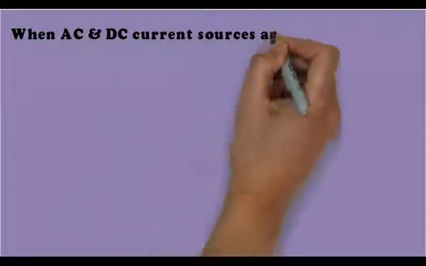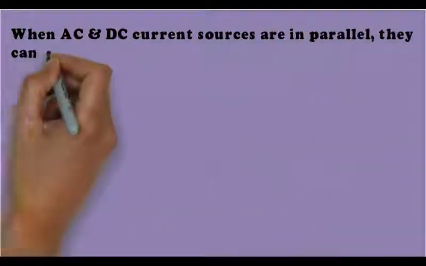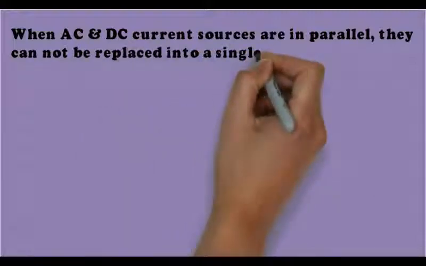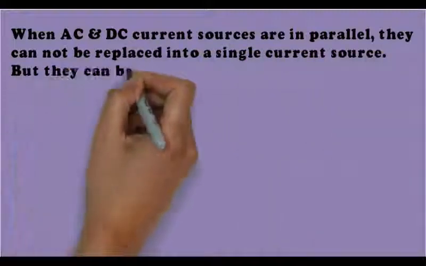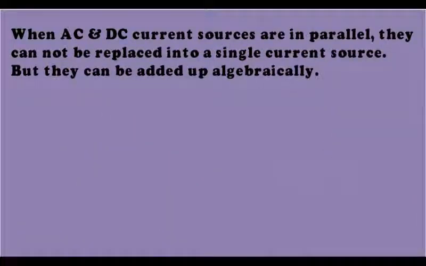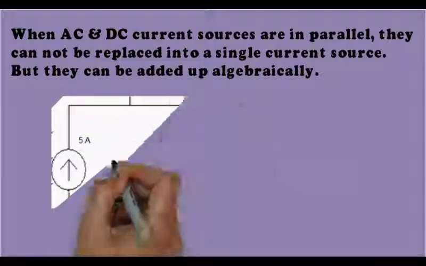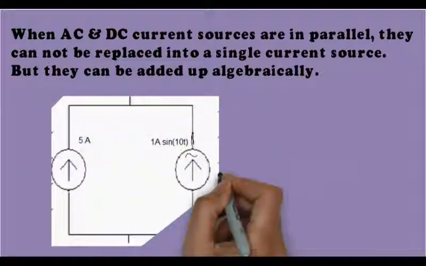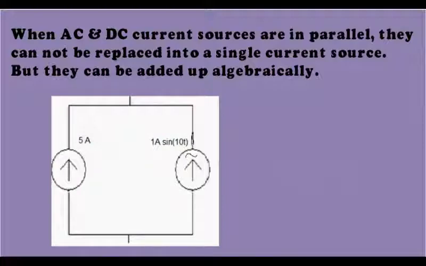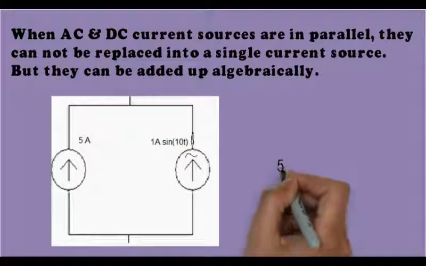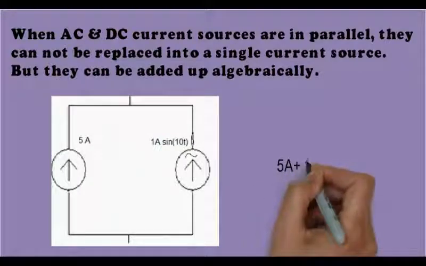When AC and DC current sources are in parallel, they can be added up algebraically but cannot be replaced with a single current source. Here is an example in which one is an AC source and the other is DC, in parallel. They are added up algebraically, like 5A plus 1A sine of 10t.